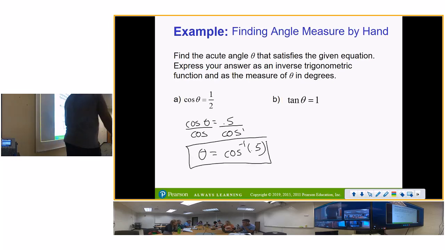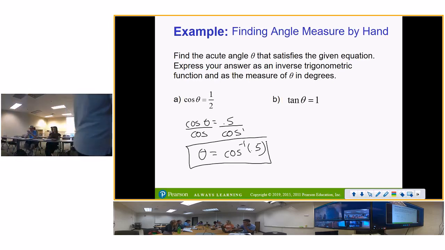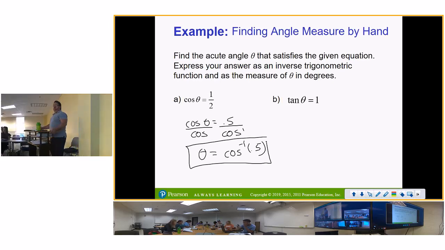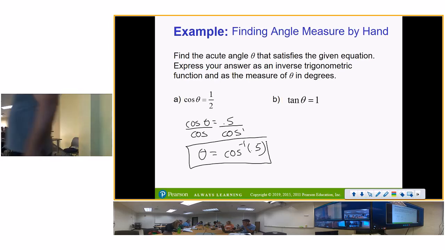Now, type that in your calculator. You type in 0.5 and then second, and then find your inverse cosine. It should be over the cosine, and you should come out with a degree. Same thing with tangent. How do you get rid of tangent? You divide by tangent.